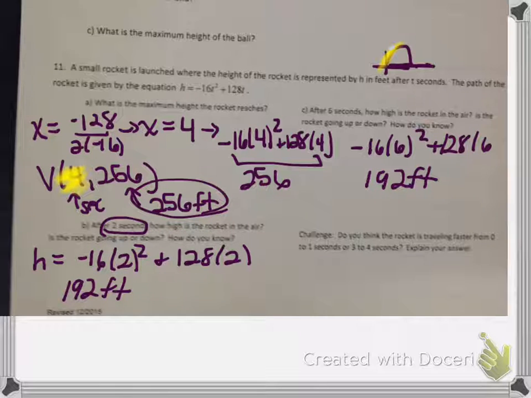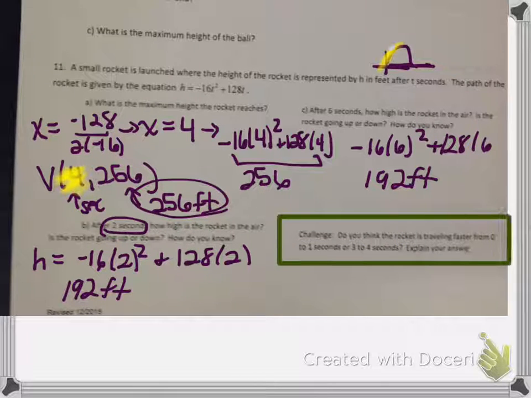And then I am going to challenge you to try this question right here on your own. You won't be tested on it, but I do expect you to try it. Do you think the rocket is traveling faster from 0 to 1 seconds or 3 to 4 seconds? Explain your answer. And I will be making sure to look for that when I collect your review.